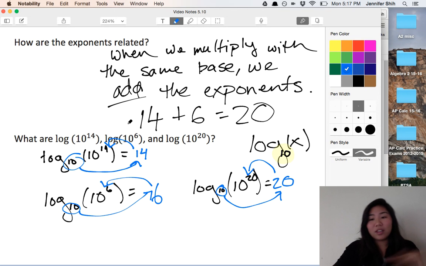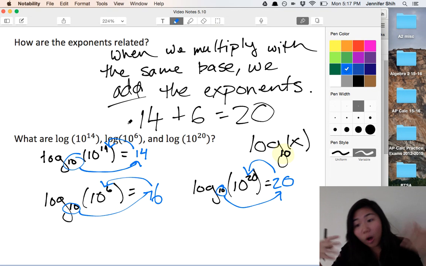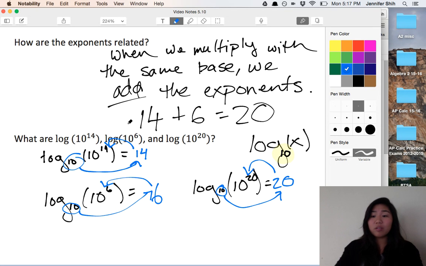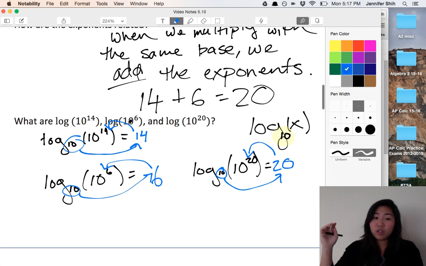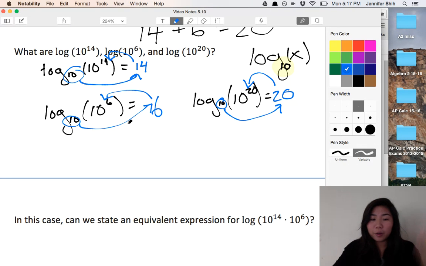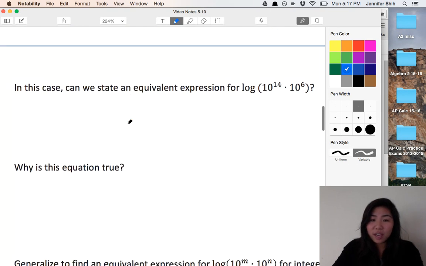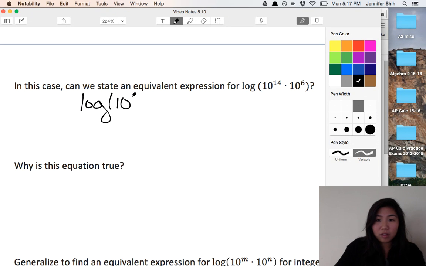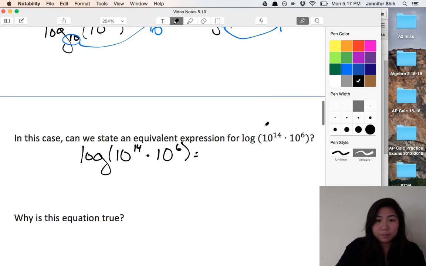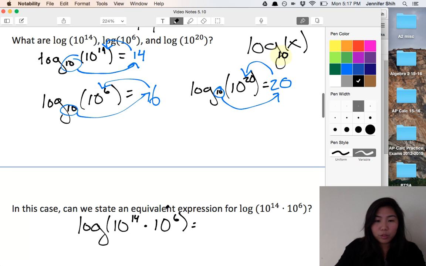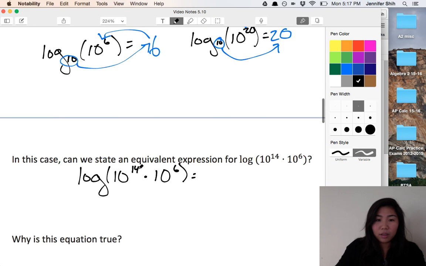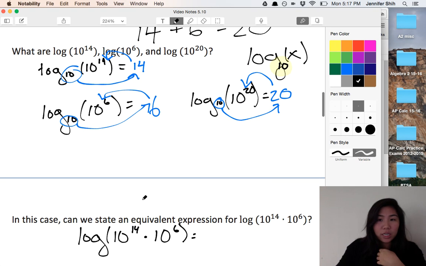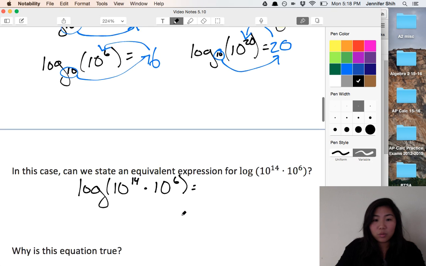And then we knew that the distance from the star was 14 zeros plus 6 zeros, so 10 to the 20th, which gave us 20 zeros. So we're starting to see a pattern here. Can we restate an equivalent expression for the log if we put them together? Log of 10 to the 14th, we know this answer. 10 to the 6th, we know this answer. If we multiplied these together, 14 plus 6 would equal 20.